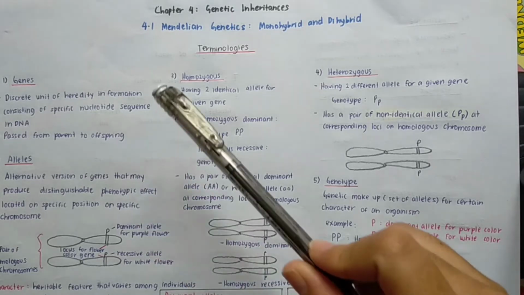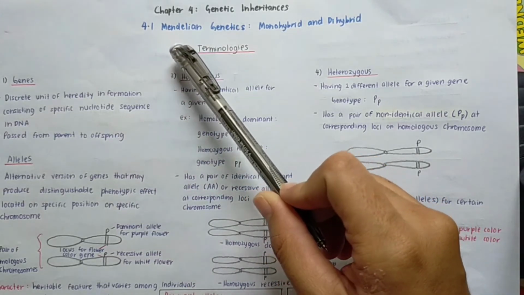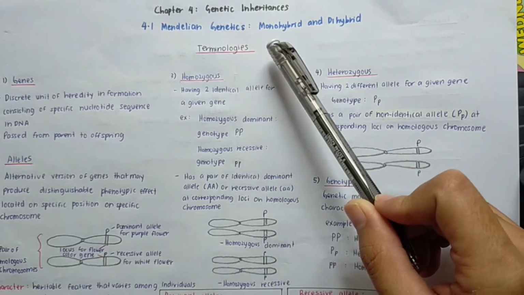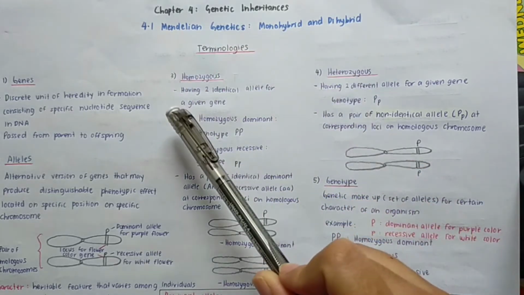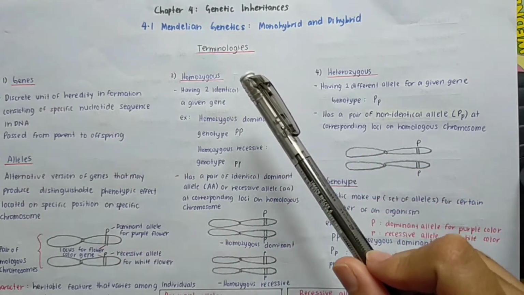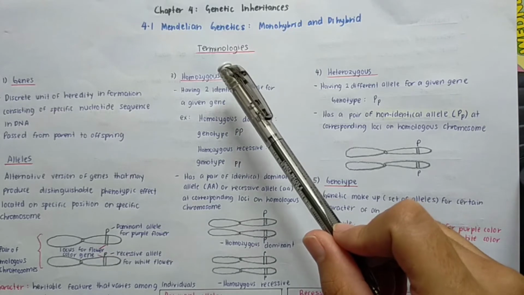So now let's look at subtopic 4.1 first. Subtopic 4.1 is about Mendelian genetics, monohybrid and dihybrid. First of all, we look at the terminologies first. What are the terms that will be used in this chapter?